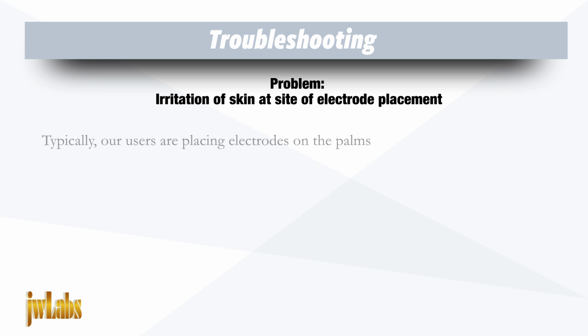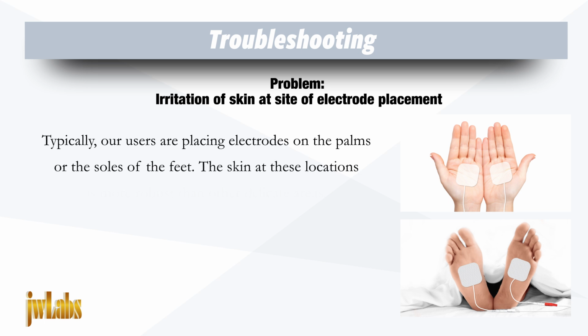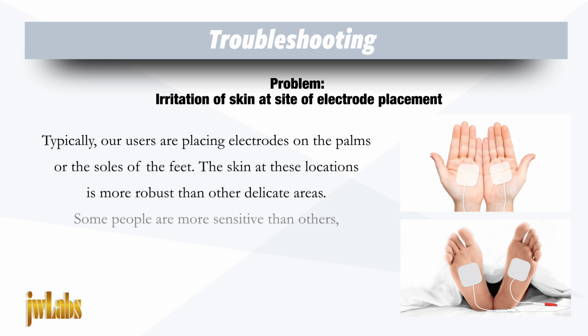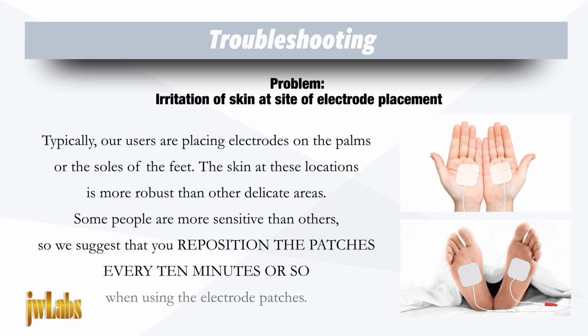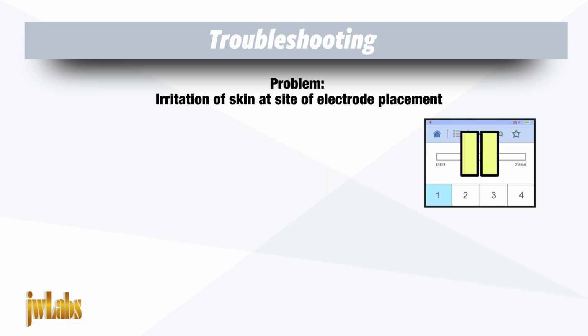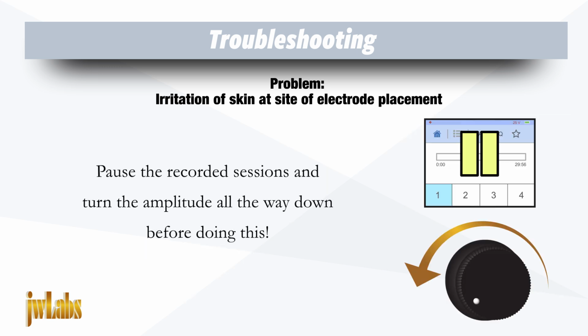Typically, our users are placing the electrodes on the palms or the soles of the feet. The skin at these locations is more robust than other delicate areas. Some people are more sensitive than others, so we suggest that you reposition the patches every 10 minutes or so when using the electrode patches on areas of the palms of your hands or soles of the feet. Pause the recorded sessions and turn the amplitude all the way down before doing this.